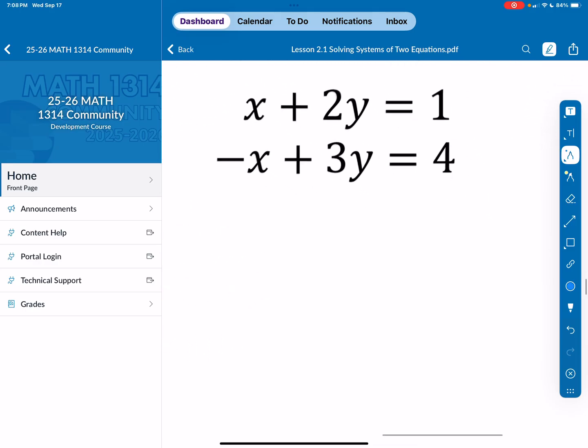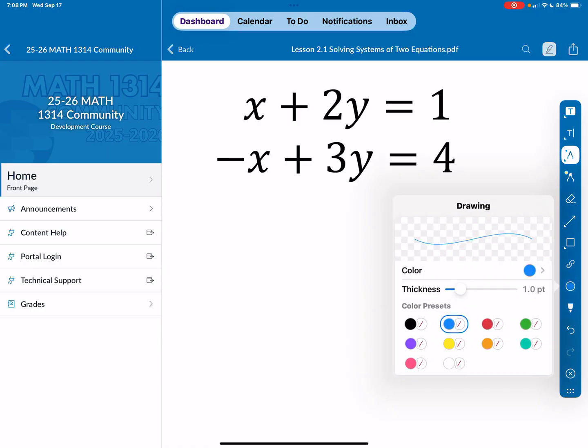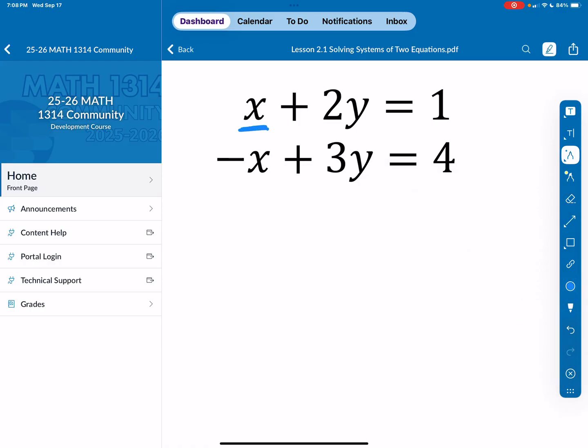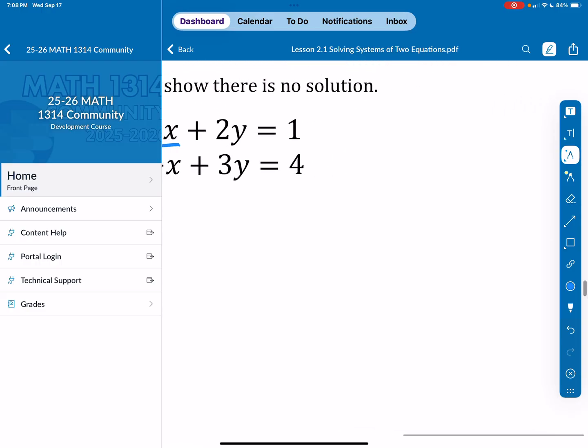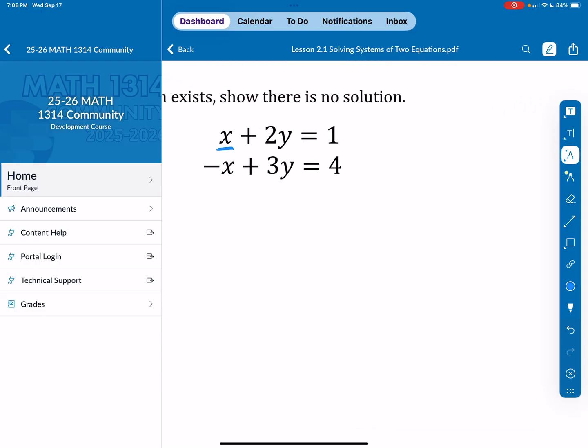So on the second one over here, it's much the same, where we're going to solve it for one variable. I see that my x is already positive right here, and I have a coefficient of 1, so I'm going to go ahead and solve this equation for that. So we have that x plus 2y equals 1. And so I just subtract 2y, and I get that x equals negative 2y plus 1. So now I'm going to plug this in anywhere I see an x.